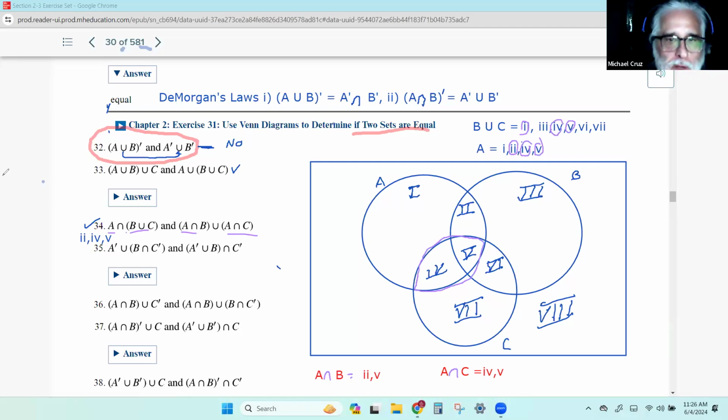Now we got to union them together. And what happens when we union them together? I'm just going to write underneath here. We're just going to put these two together. We're just going to get everything. So 2, 4, and 5. So are these equal or not? See those right there? That side, I showed that it's made up of regions 2, 4, and 5. This side also is made up of 2, 4, and 5. So these are equal.